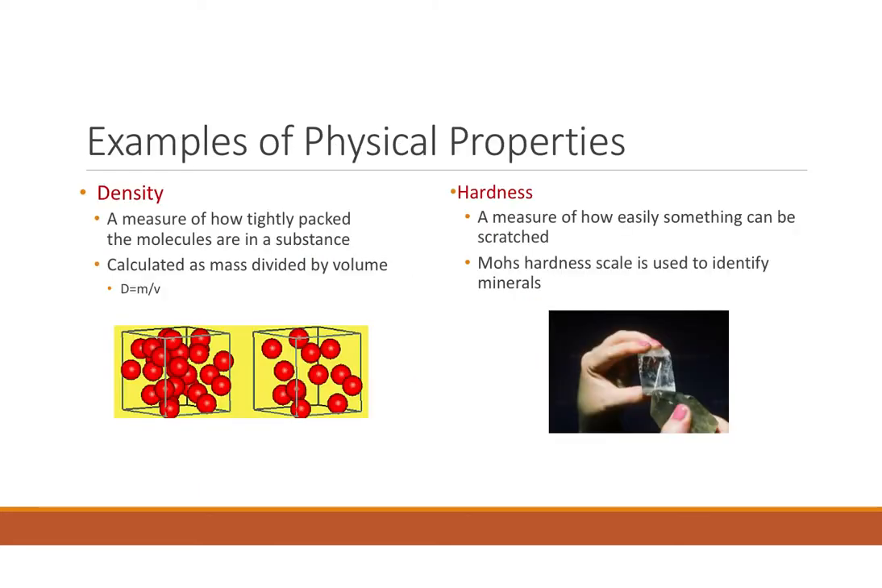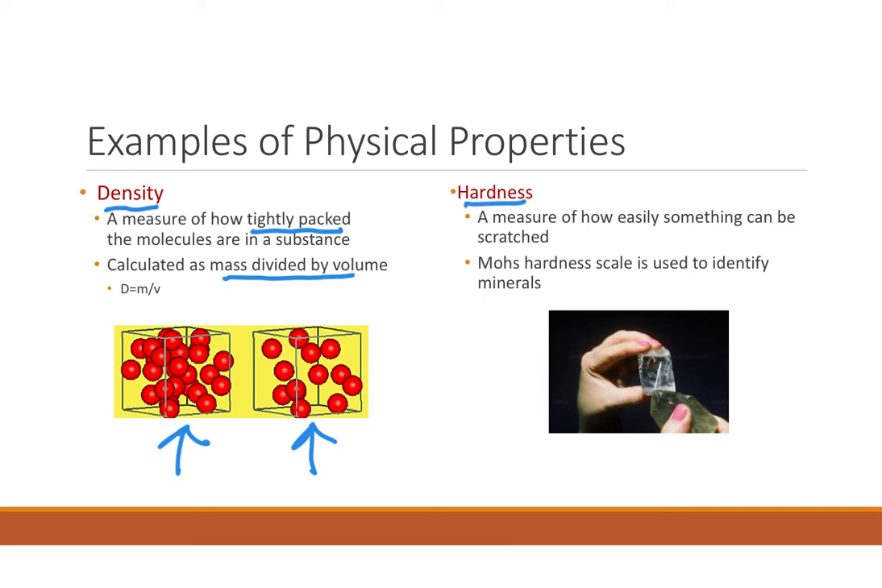So let's look at some examples of physical properties. Density is a measure of how tightly packed the substance is, the molecules that are in that substance, and we can put a number at it by dividing the mass of your sample by its volume. So with our two examples down here on the left, we have a much more dense substance. You can see it has more molecules in it than the sample on the right.